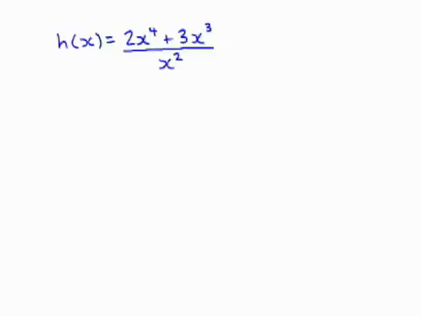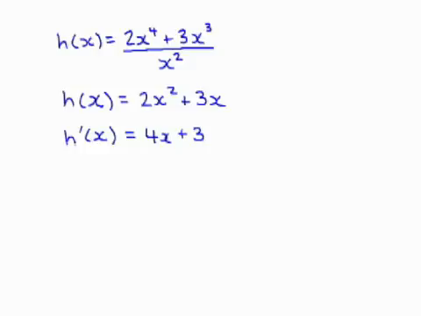This particular rational function can be simplified because x squared divides evenly into all the terms in the numerator. So h of x can be expressed as 2x squared plus 3x. Then, using the power rule, we can obtain that h prime of x is equal to 4x plus 3. I'm just going to write that derivative up in the right-hand corner for future reference.